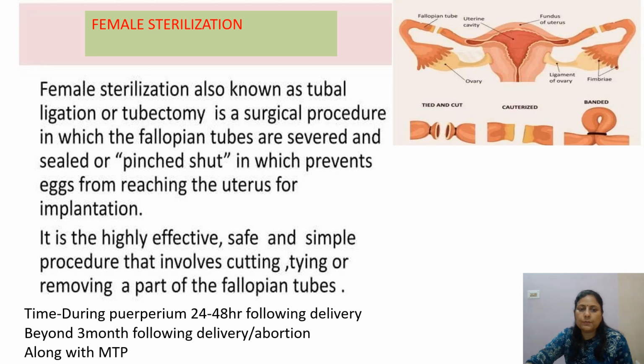Next, tubal ligation or tubectomy, in which the fallopian tubes are cut or ligated so that ova will not be able to reach the uterus. So it is also a very highly effective, safe and simple procedure. Tubectomy can be done during puerperium, 24 to 48 hours following delivery, or for 3 months after delivery, or after abortion, or it can be done along with MTP.